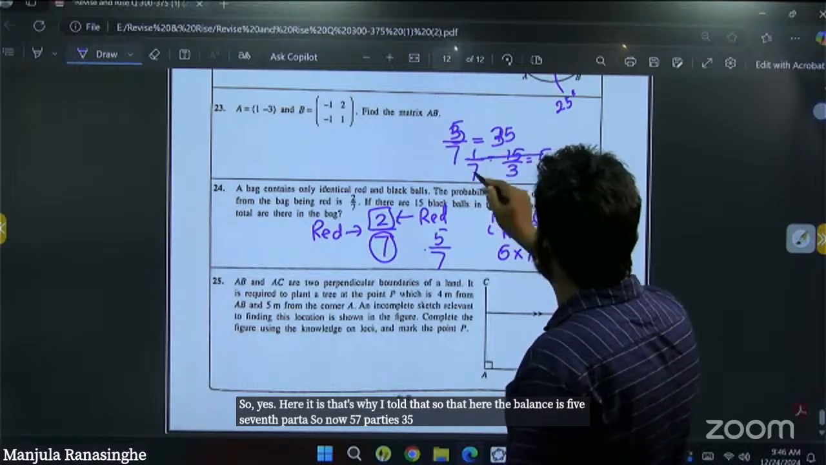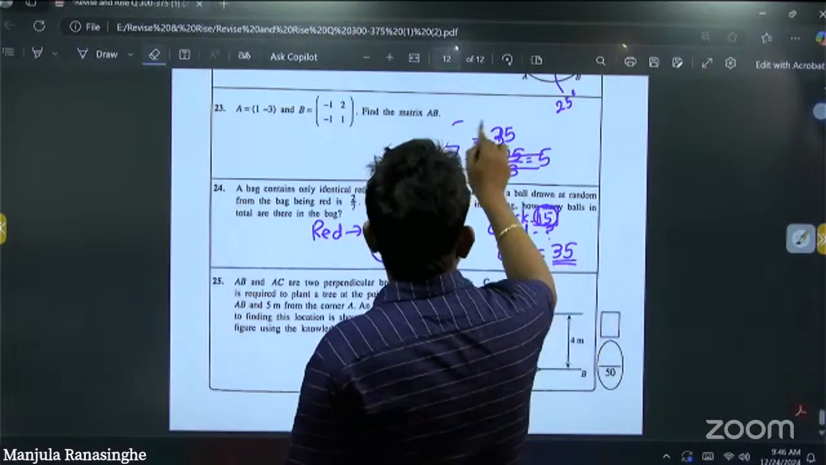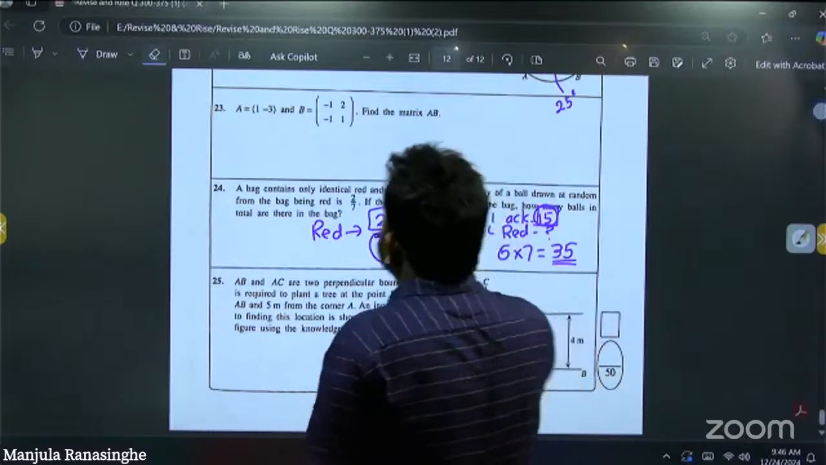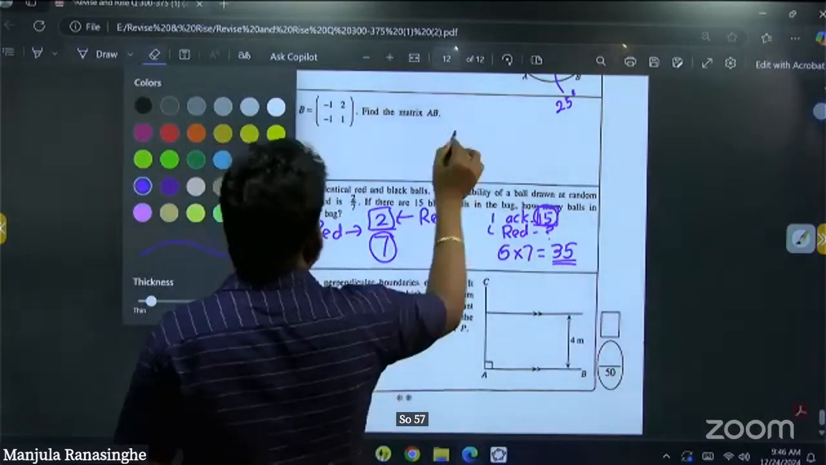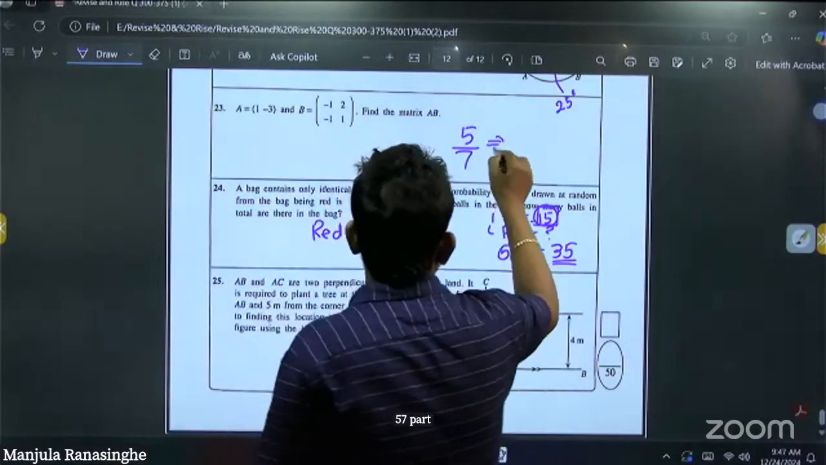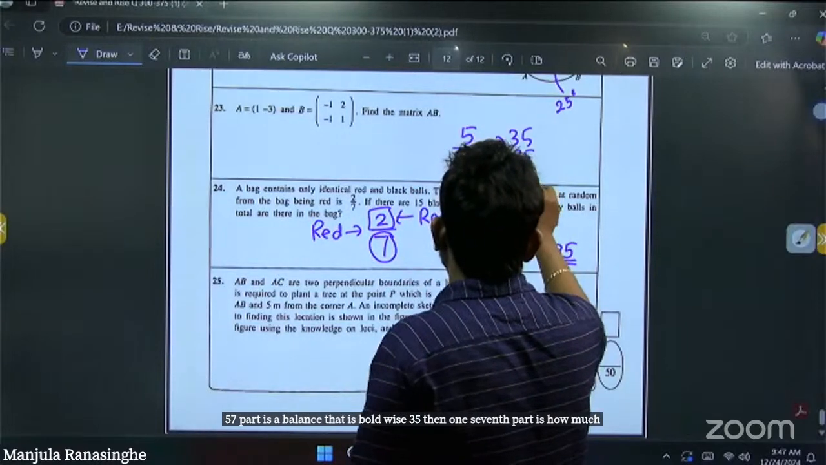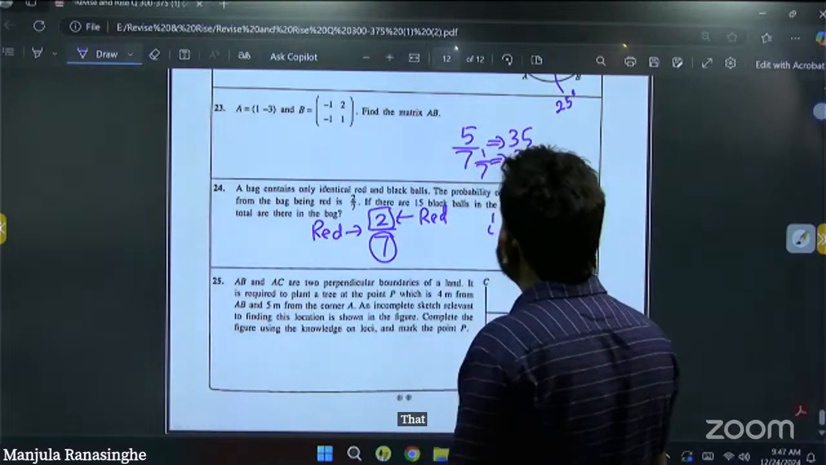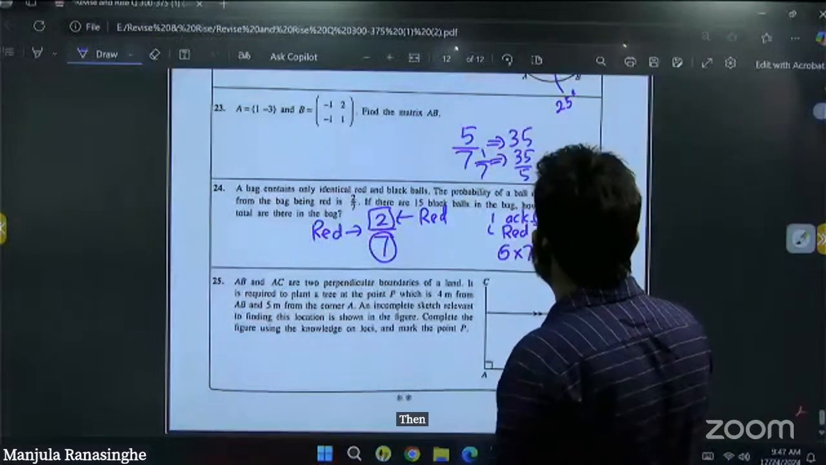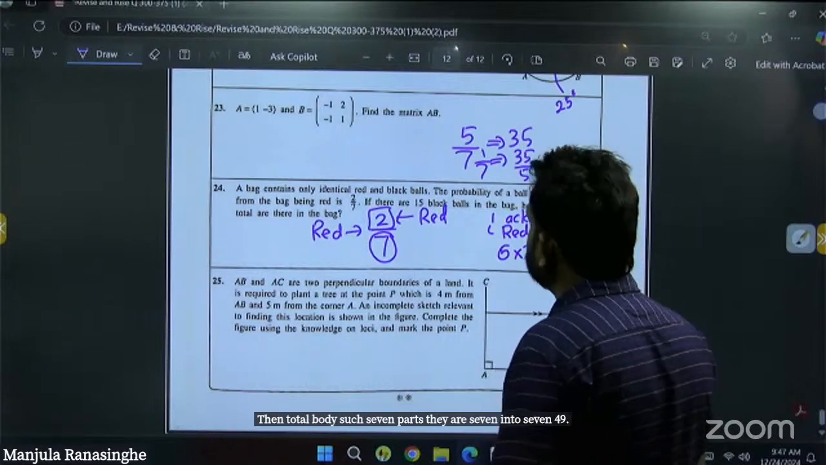So the 5/7 part is the balance, which ball-wise is 35. Then 1/7 part is how much? 35 divided by 5, that is 7. Then the total is 7 parts, so 7 into 7, 49. The total is 49.